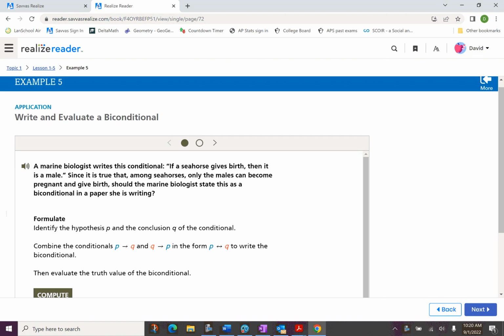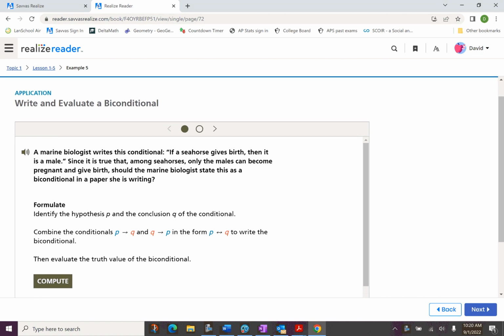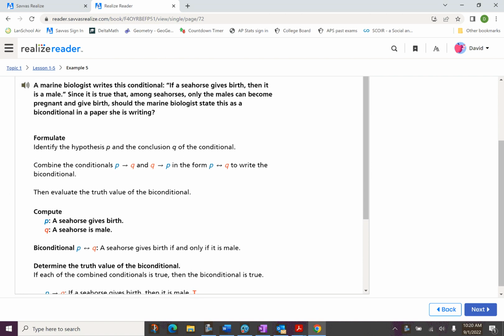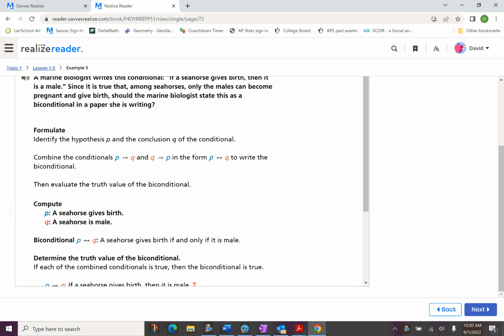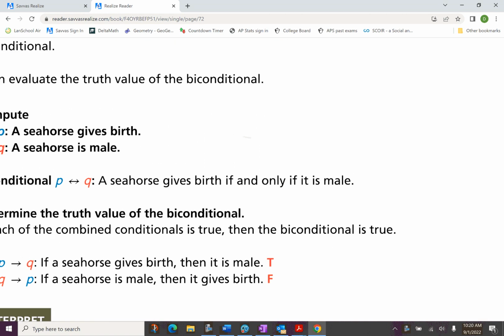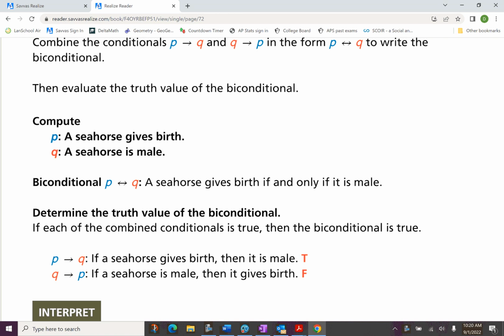Well, okay, the original statement, if P then Q, is true. If a seahorse gives birth, then it is male. So that's what we're going to use for P. That's going to be a seahorse gives birth. Q is going to be a seahorse is male. So writing out the biconditional here, okay? Again, make sure that you catch the format. A seahorse gives birth if and only if it is male.